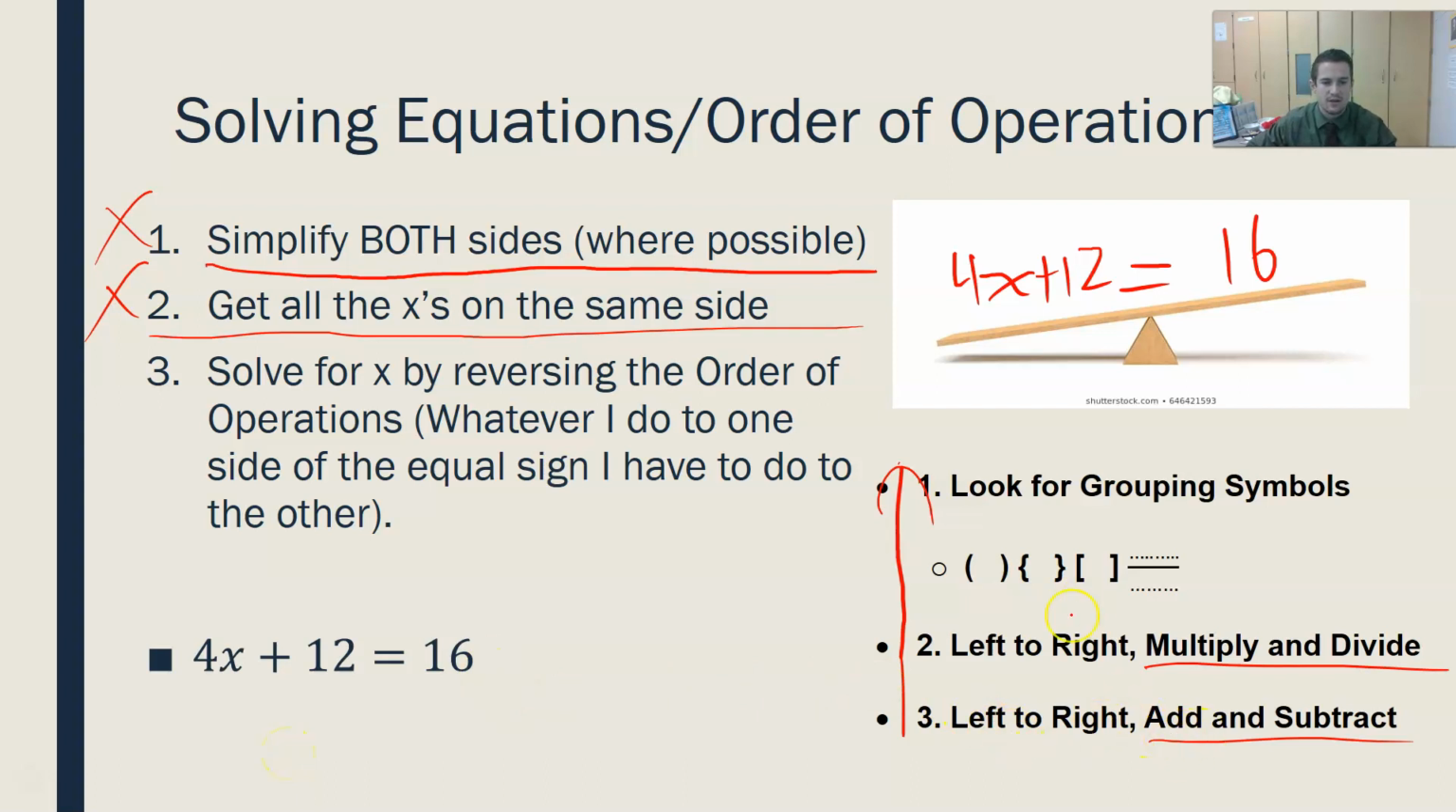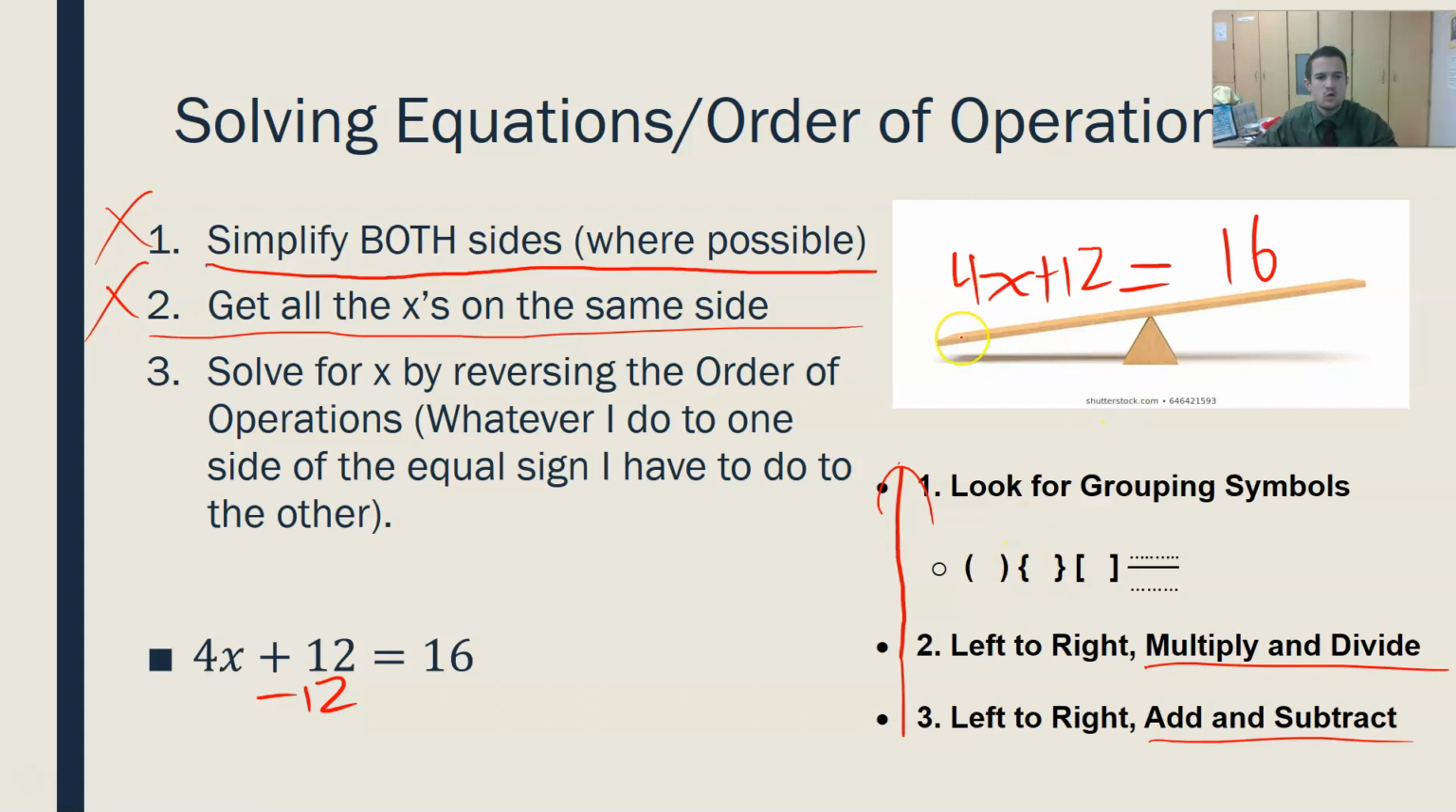So I'm looking at my steps here. First of all, I'm going to want to take care of my addition and subtraction. So right here, I have 4x plus 12. Well, how can I get rid of a plus 12? Well, the opposite of adding, or plus, is subtracting, or minus. So I'm going to subtract 12 on the left-hand side.